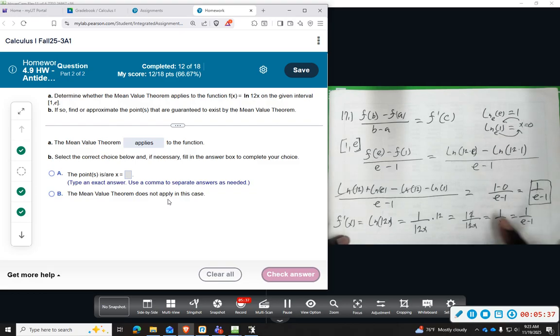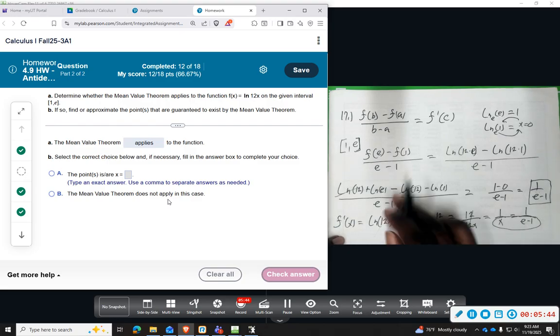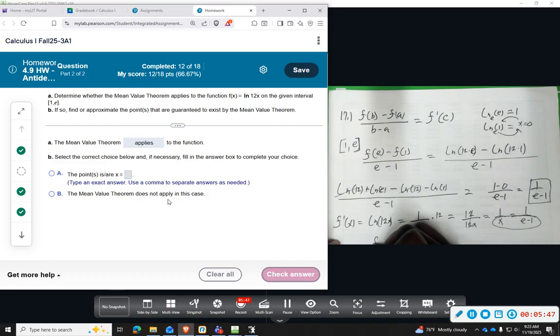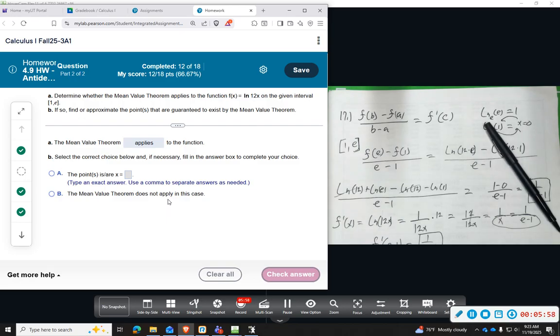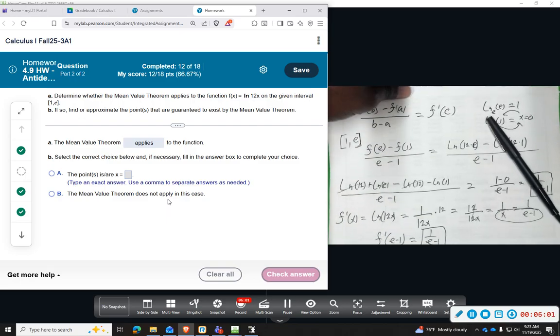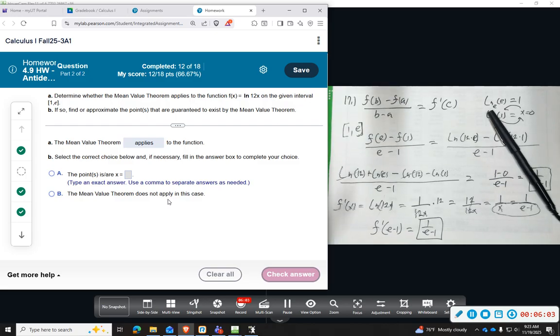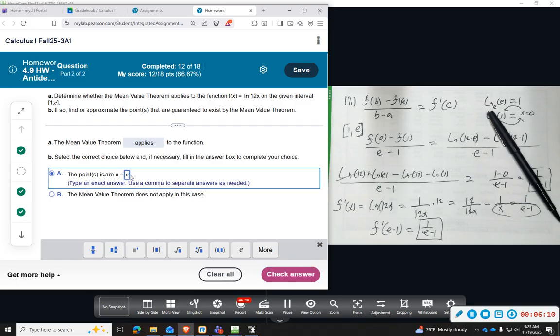And we can see that since the numerators are equal, x has to equal e minus 1. So that's our c value. So f prime of e minus 1 is going to give us that slope 1 over e minus 1, for the tangent line to be equal according to the mean value theorem. So the point x is going to be e minus 1.